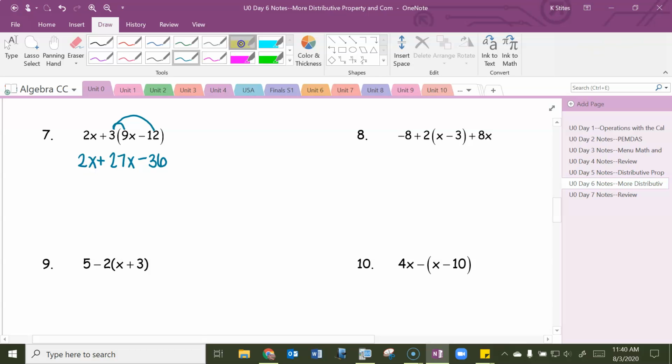Now look for your like terms. 2x plus 27x is 29x. And then just drop down your 36. Make sure you have the minus there.